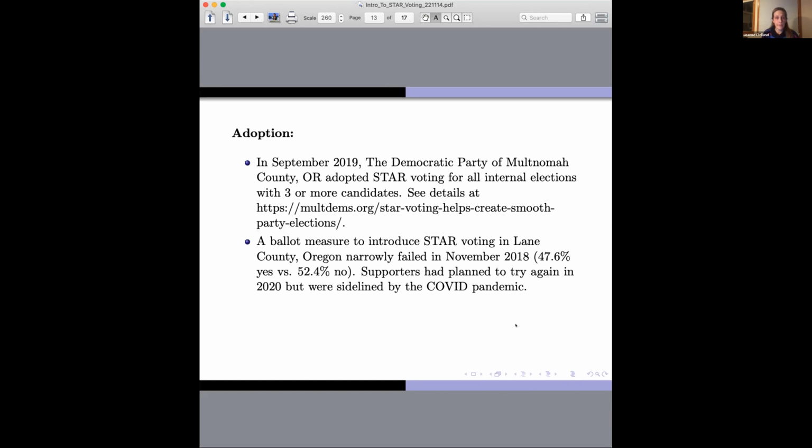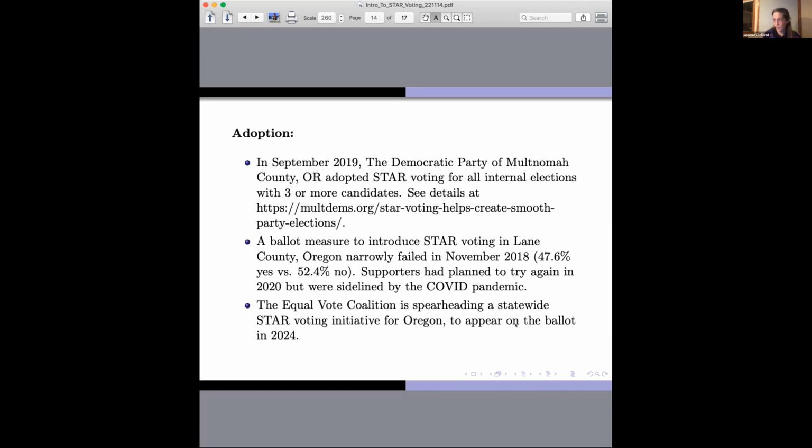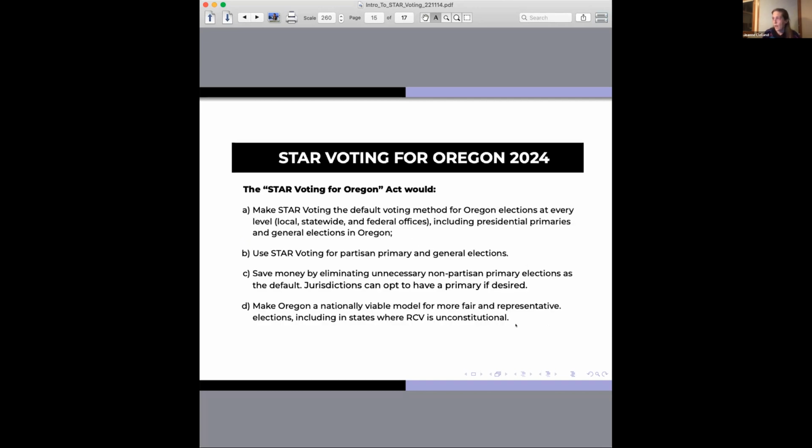There have been a few ballot measures to try to introduce STAR voting. Lane County, Oregon had a ballot measure in November 2018 that almost passed, but not quite, although the returns in the city of Eugene were strongly in favor of it. Supporters were going to try again in 2020, but COVID got in the way. So this is still on the to-do list in Oregon. And the Equal Vote Coalition is spearheading a statewide STAR voting initiative for Oregon that they're hoping to get on the ballot in 2024. So here are the highlights of what that act would do.